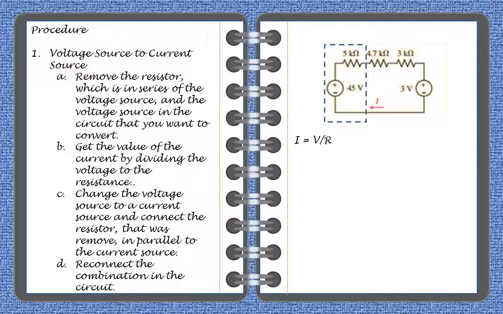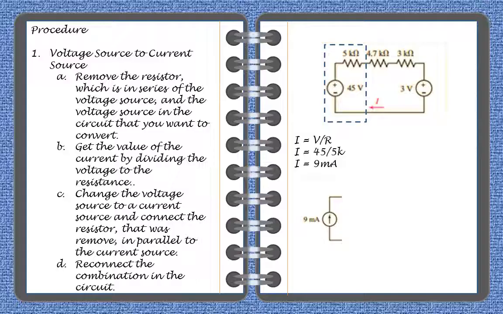Now, after removing the two components, we're going to take the current so that we can change the voltage source. So I is equal to V over R, which is equal to 45 volts divided by 5 kilo ohms, and its value is 9 milliamps. After taking the value of the current, we will change the removed part of the circuit into a current source, which is 9 milliamps, and the current is pointing upward.